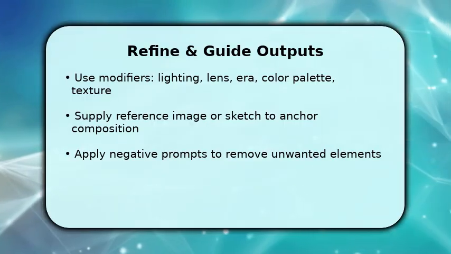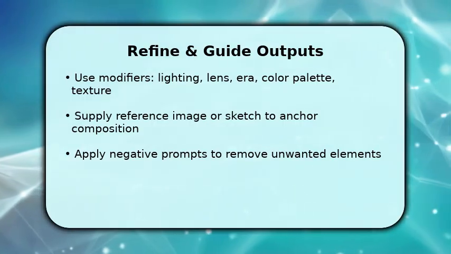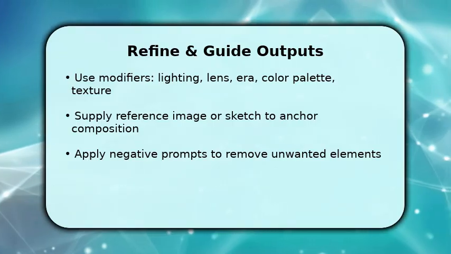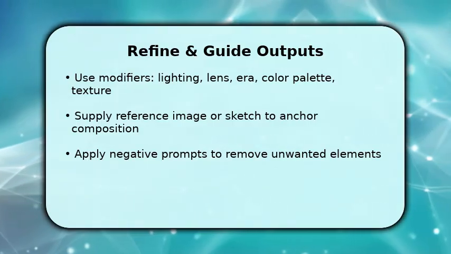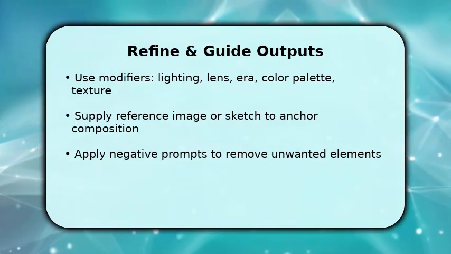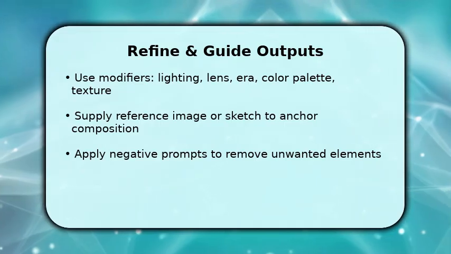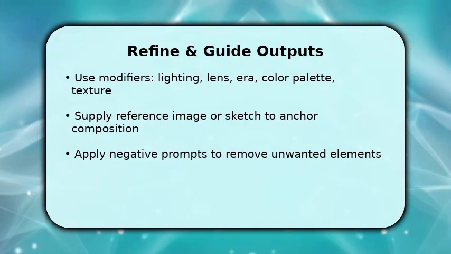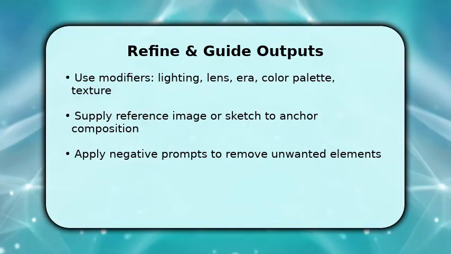If artifacts or unwanted objects appear, add negative prompts explicitly naming what to avoid. Make sure to iterate with small changes. Adjust only one variable at a time so you understand its effect, and generate variations to pick the best direction.